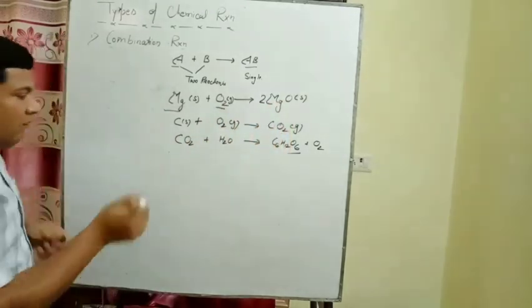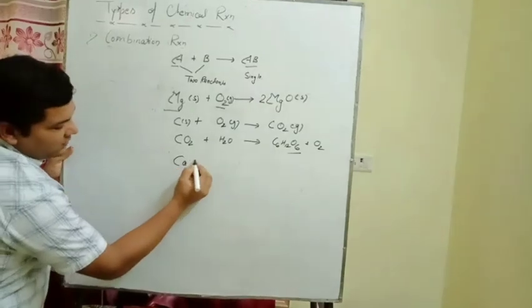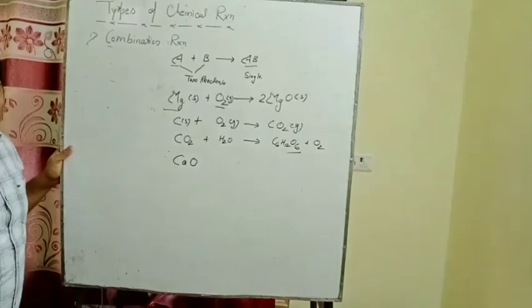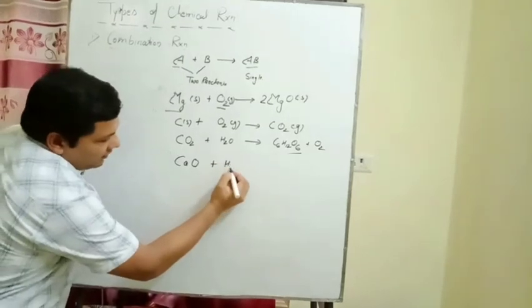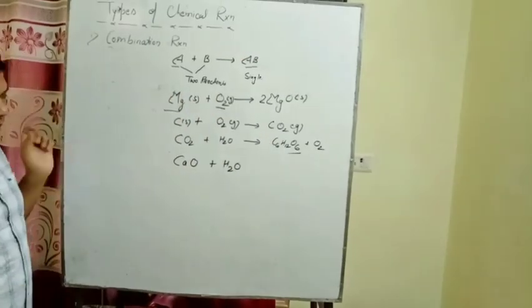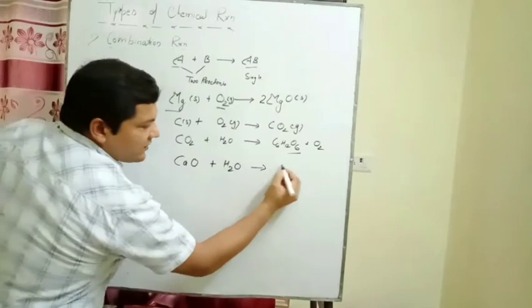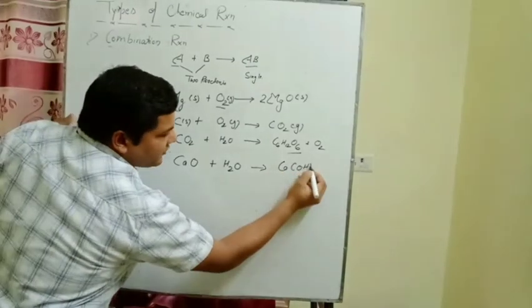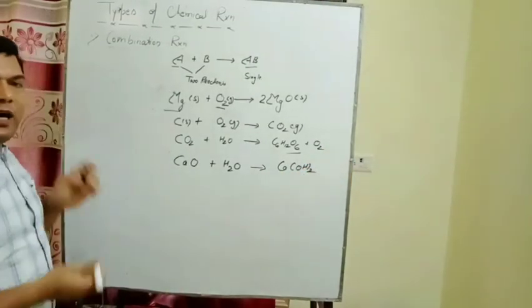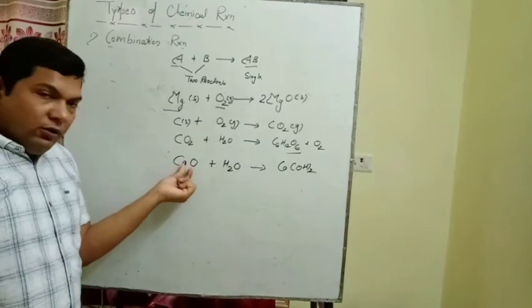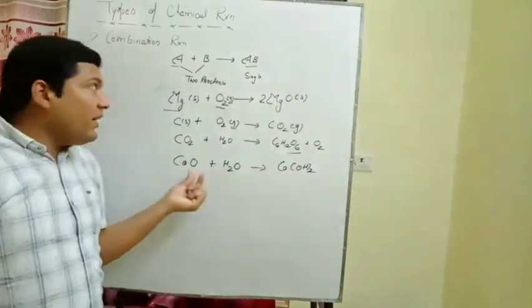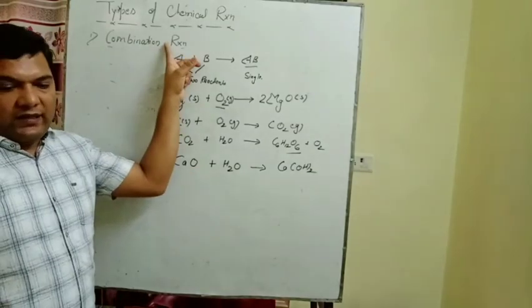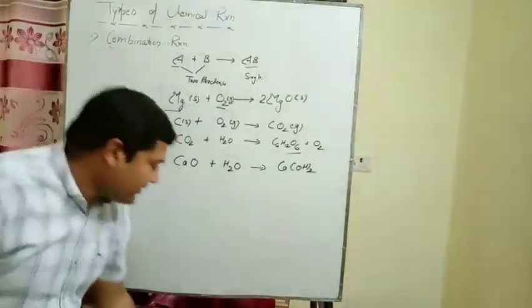One more example I can have. Suppose I take calcium oxide, that is also called quicklime. When it is treated with water, it will give you Ca(OH)2. This is calcium hydroxide. So two molecules are combining to form a single substance. Such reactions are called combination reactions. This is one type of chemical reaction.